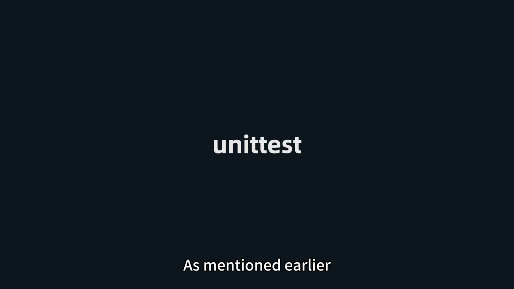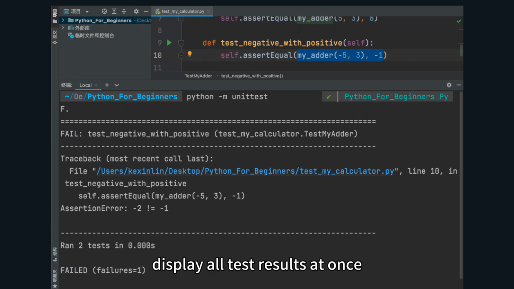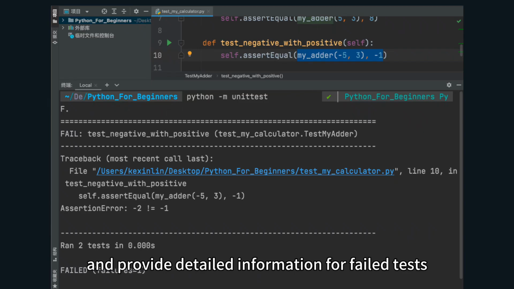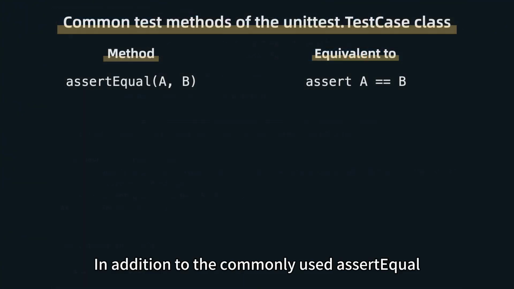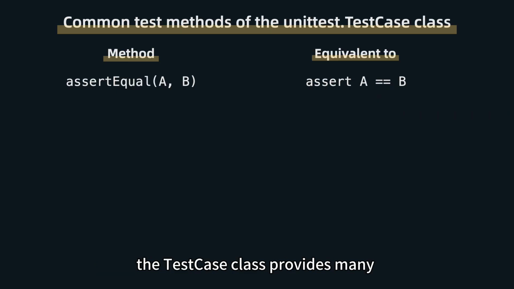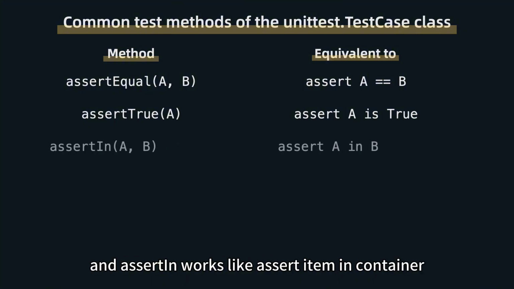As mentioned earlier, Python's built-in unittest library can automatically discover and run all test cases, display all test results at once, and provide detailed information for failed tests, greatly improving the efficiency of unit testing. In addition to the commonly used assertEqual, the test case class provides many other assertion methods. For example, assertTrue works like "assert value is true", and assertIn works like "assert item in container".